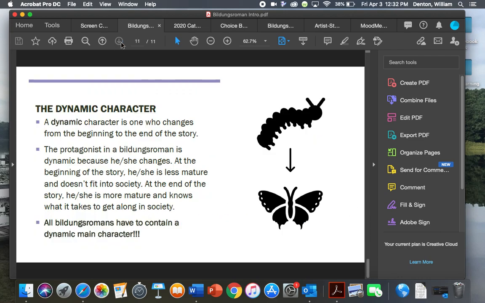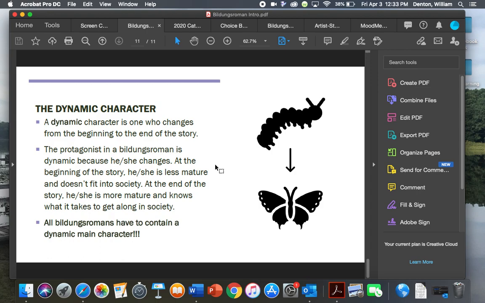Moving on to the last slide. The last thing I'm going to talk about is the idea of a character. We know from earlier English classes, you have static characters and dynamic characters. In a Bildungsroman, the main character has to be dynamic. They change throughout the story. The protagonist has to be dynamic. At the beginning of the story, he or she is less mature and doesn't fit in. At the end, he or she is more mature and knows what it takes to get along in society. Bildungsroman main characters have to be dynamic.